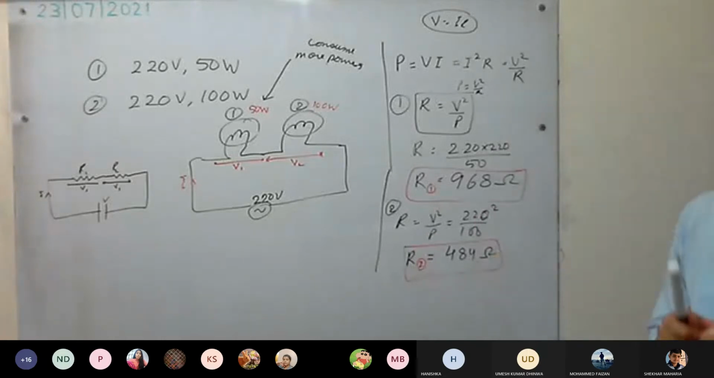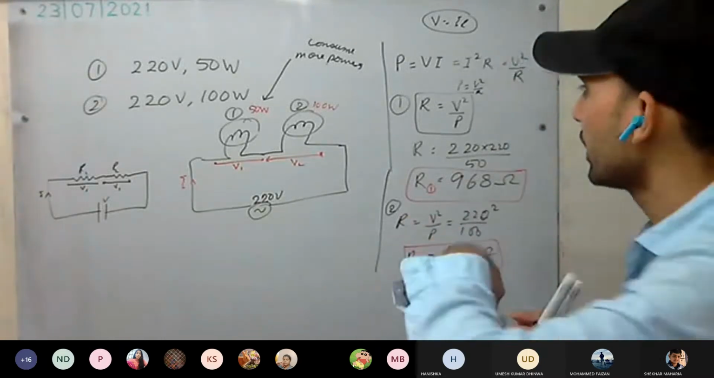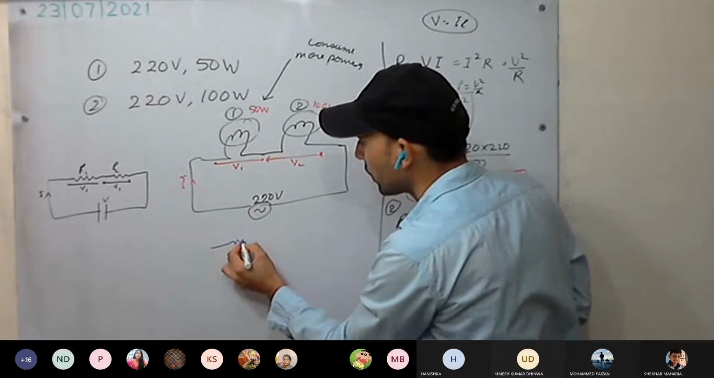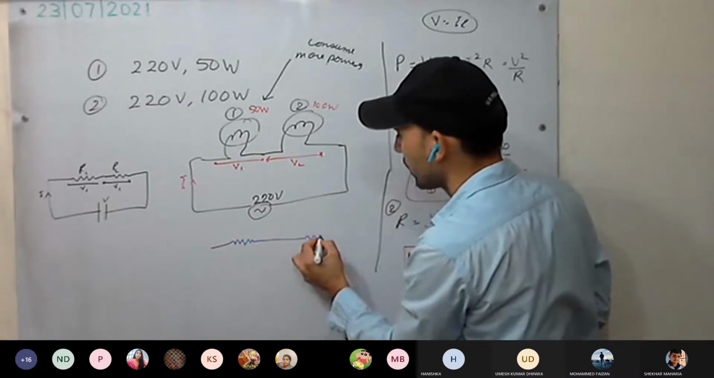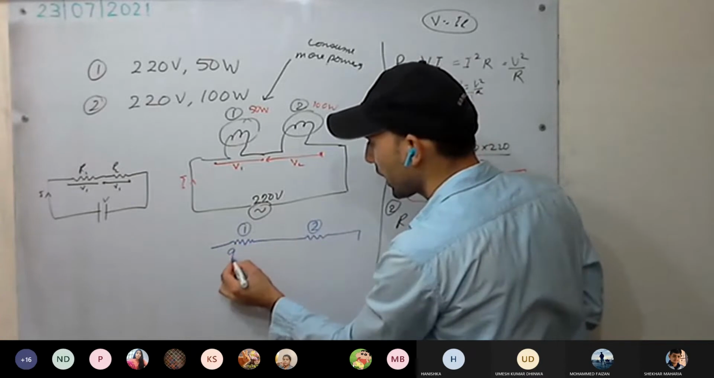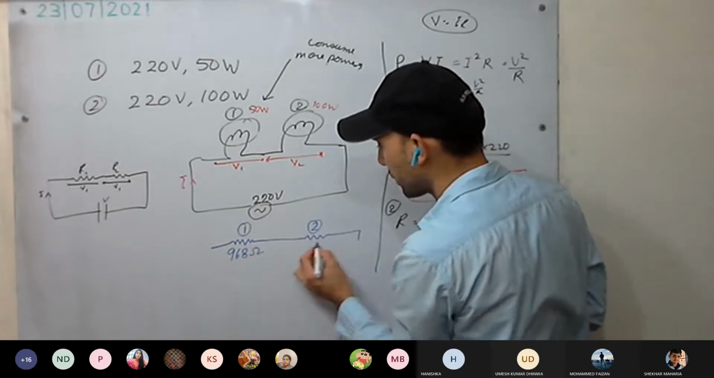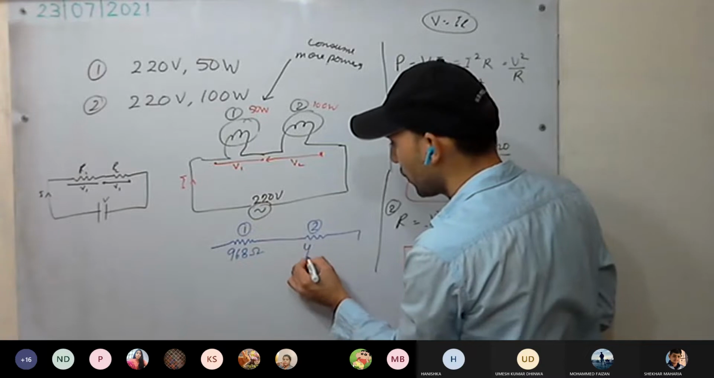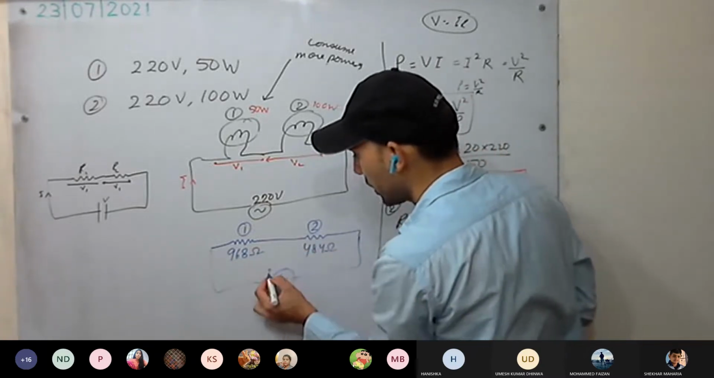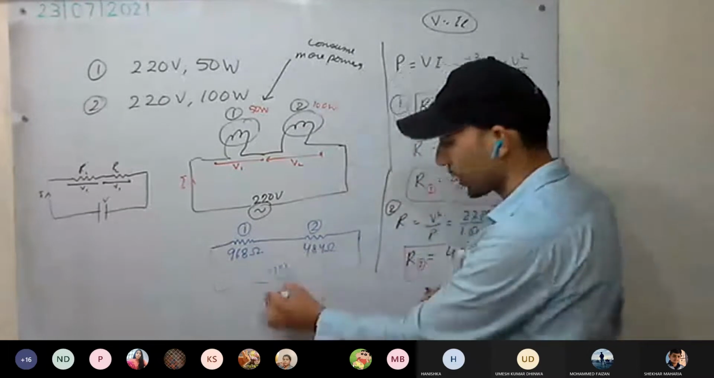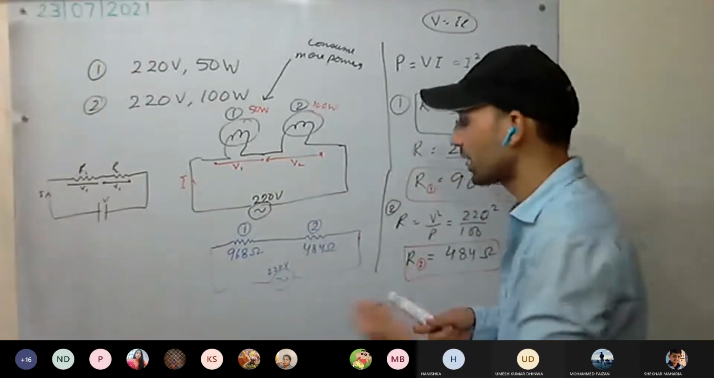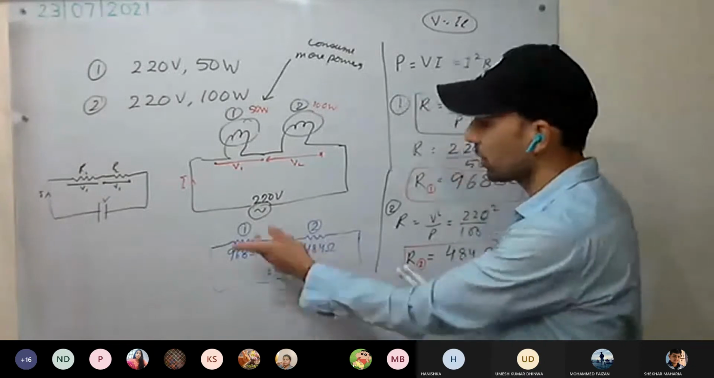So this is our first bulb, this is our second bulb. It is 968 ohm and this is 484 ohm, connected across 220 volt. You can put a battery, no issues there. We are dealing with batteries only, so you can put a single cell or a battery.